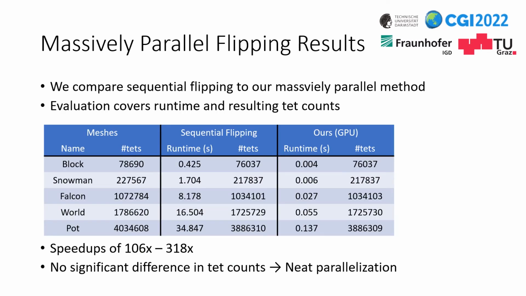We compare massively parallel flipping to sequential flipping. Both algorithms prioritize flips by their reduction of the trace. Besides runtime, our evaluation also covers the resulting TED counts because we want to investigate if postponing non-locally most beneficial flips leads to different results. We find significant speedups for our parallelized algorithm. In fact, the speedups are from 106 times to 318 times, which is a compelling result.